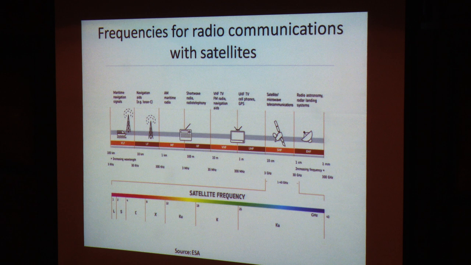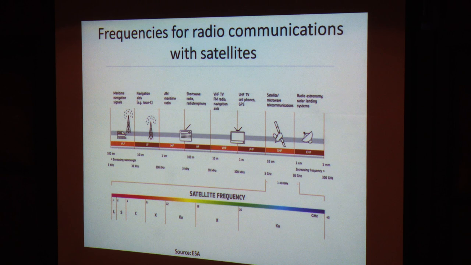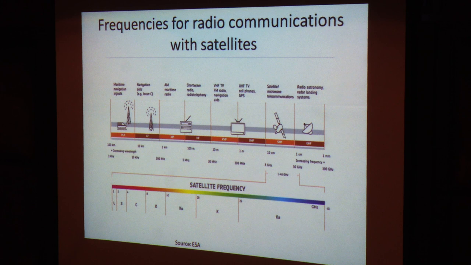So this is the radio frequency spectrum from millimeter to 100 kilometer wavelengths, or kilohertz to 300 gigahertz frequency. And typically nowadays, satellites are operated in the L to K bands, which are in the gigahertz range or in the centimeter wavelengths.